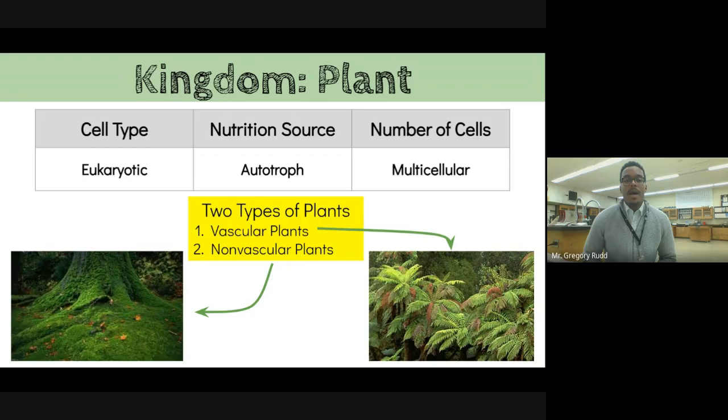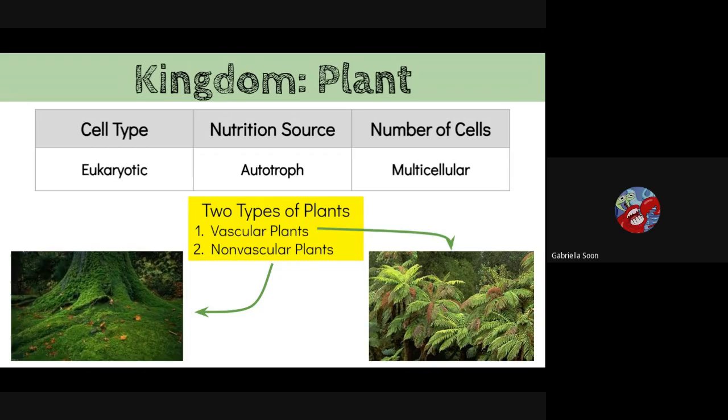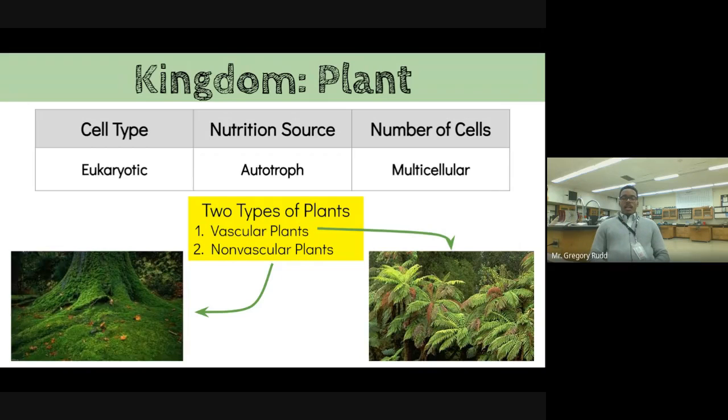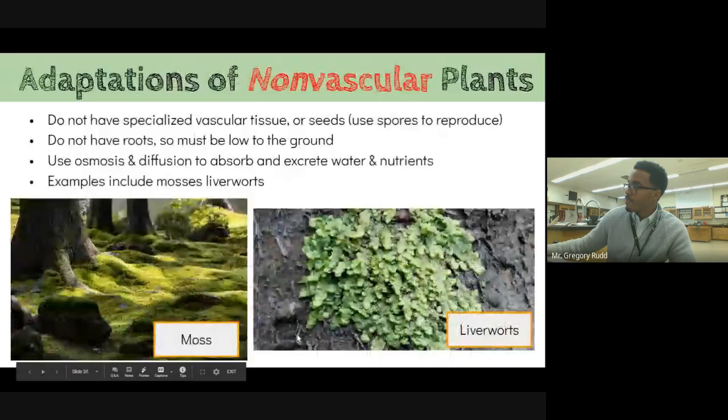All right. Plants are also autotrophic, which means that they produce their own energy. What process allows plants to produce their own energy? Photosynthesis? Excellent. Photosynthesis is the process of using light, that's why we have the root word photo, to produce glucose. And then plant cells are obviously multicellular.